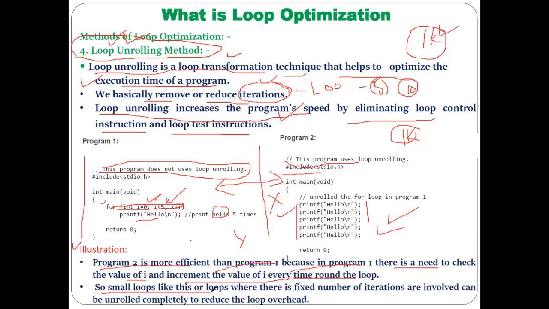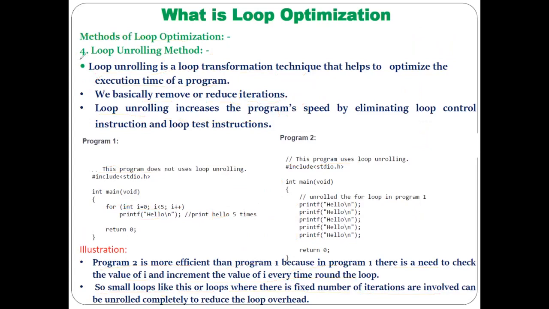So small loops like this, or loops with a fixed number of iterations, can be unrolled completely to reduce the loop overhead. Understood? If the iterations are small, then such a technique is suggested. But if the iterations are very large, like 100,000, then it is not good to utilize the loop unrolling method. But if iterations are fewer, then definitely loop unrolling reduces the overhead. Here the overhead is checking the value of i every time and incrementing it. If you write it like this, the overhead is reduced. Okay. So I hope all of you understood the loop controlling method where we reduce or completely remove the loop instruction.